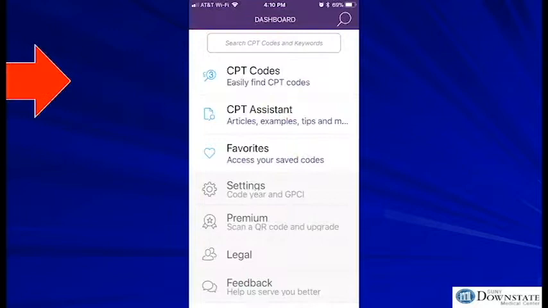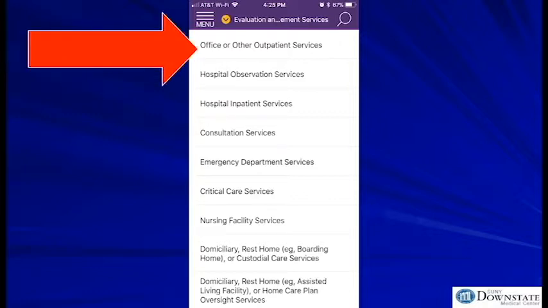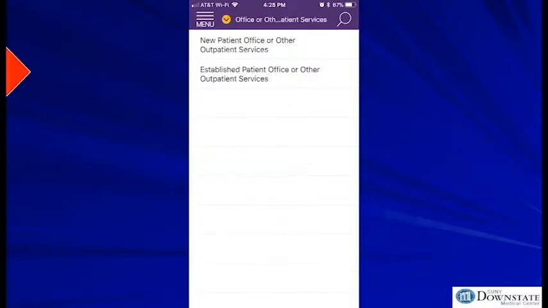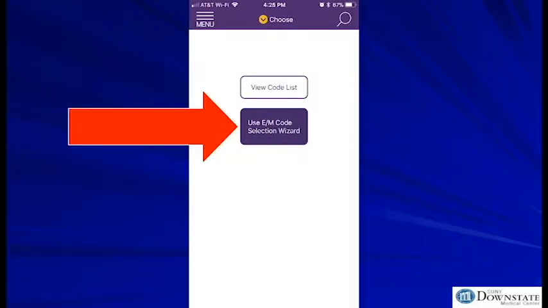When you open the app, you come to this screen where you can easily find CPT codes. We decide to look at office and other outpatient services, and we will work on established patients. If we go from there, we see we can either use the code list or we can use the E&M selection wizard, which we will use today to explain our logic.